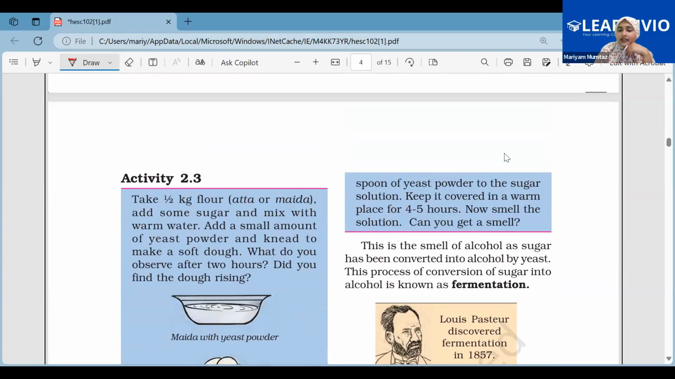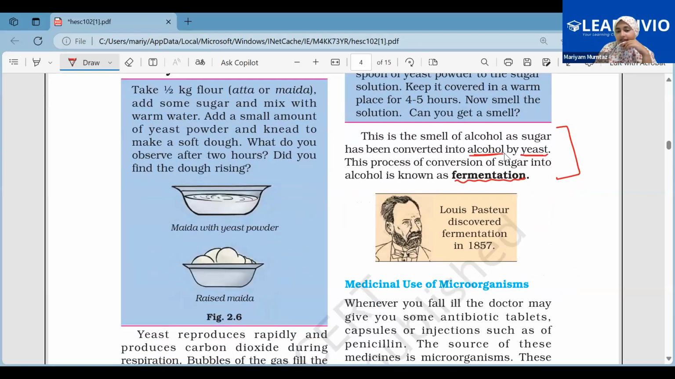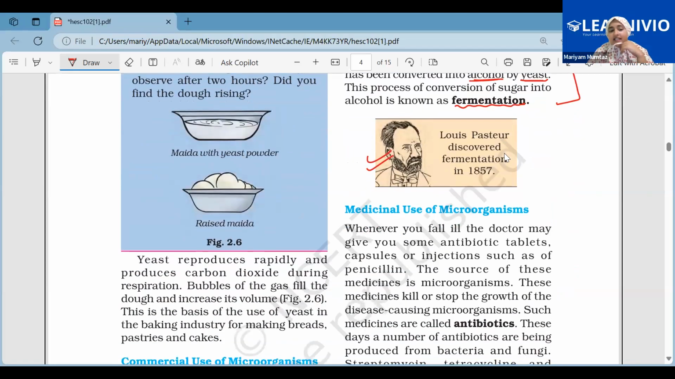During that time, the sugar gets converted into alcohol by the yeast. And this process of conversion, the process of formation of alcohol, is called fermentation, right? And fermentation was discovered by Louis Pasteur. Now, what happens is that yeast start to reproduce so quickly that they utilize all of the oxygen and they produce a lot of carbon dioxide.